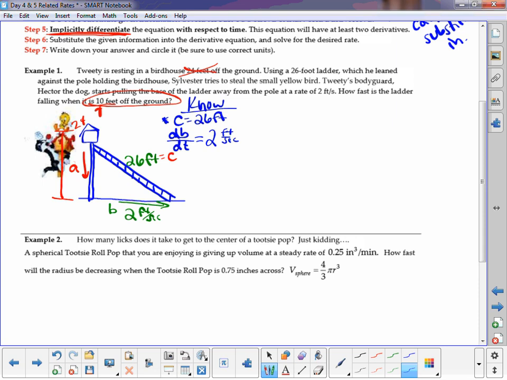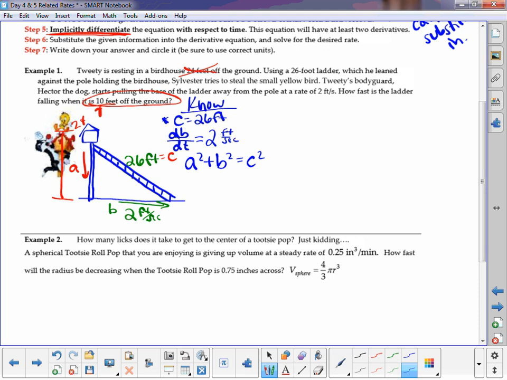They did not tell us anything about the rate of A. That's what we're trying to find. And we do know that we can use the equation A squared plus B squared equals C squared. That helps relate all the information. And I don't think there's anything else really that's been given to us.